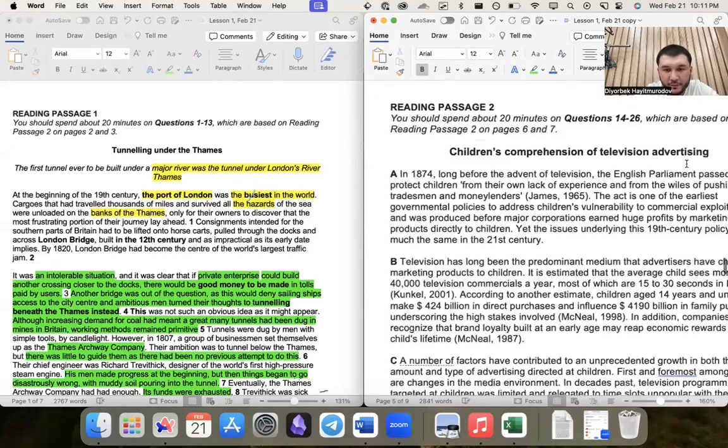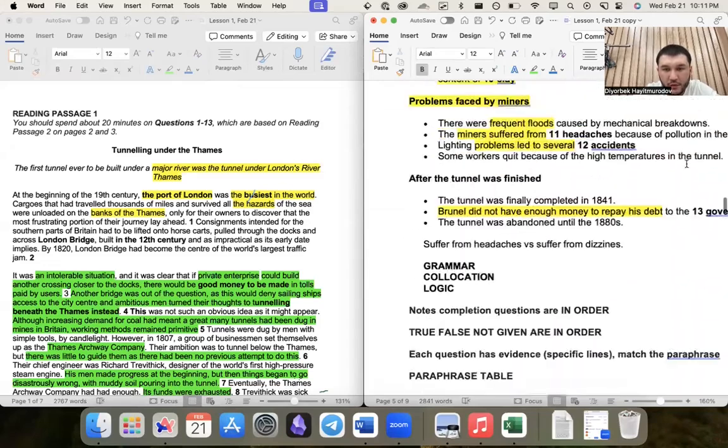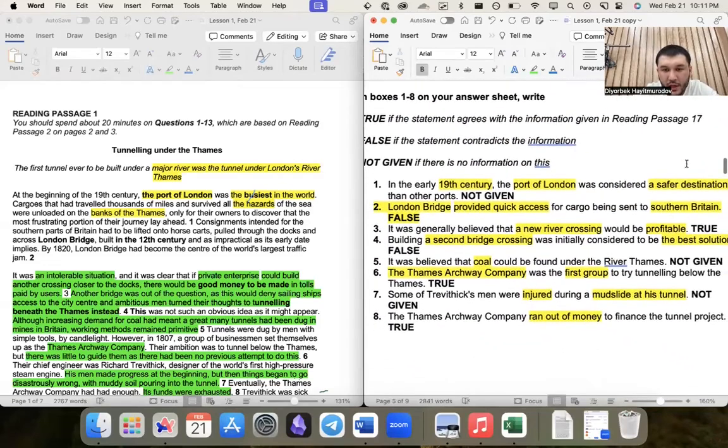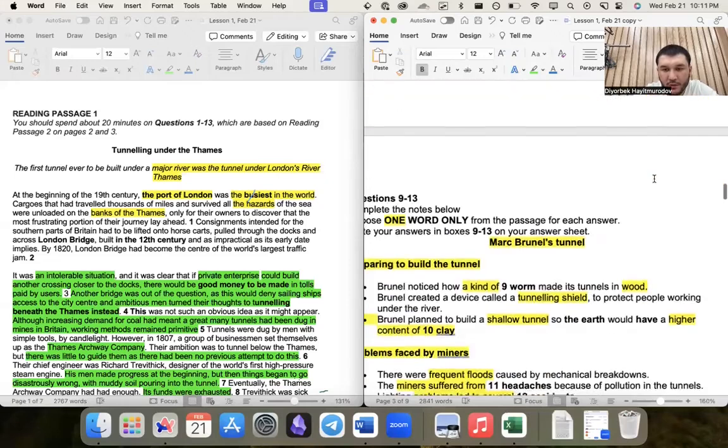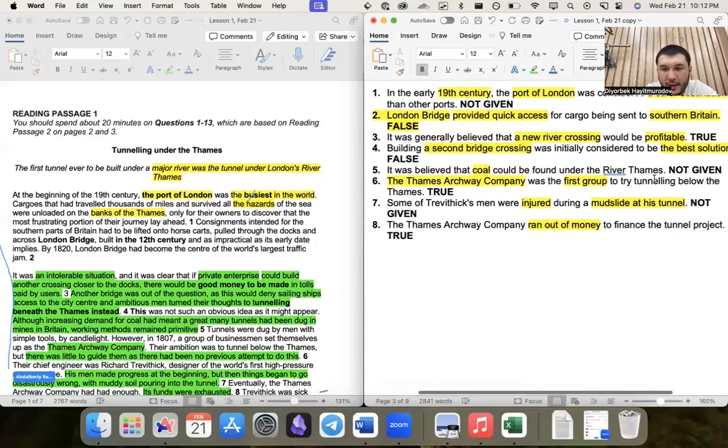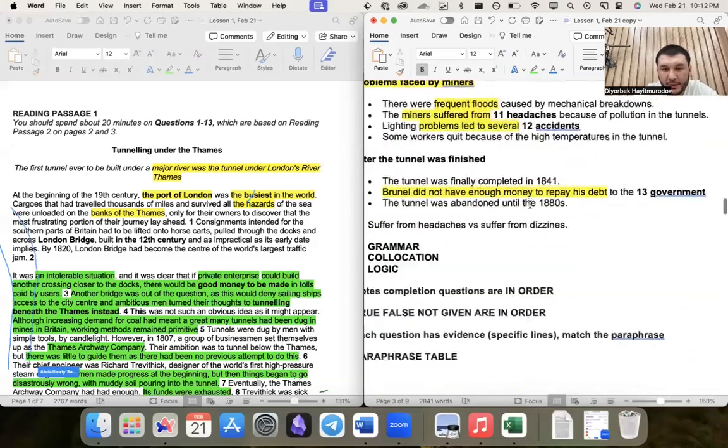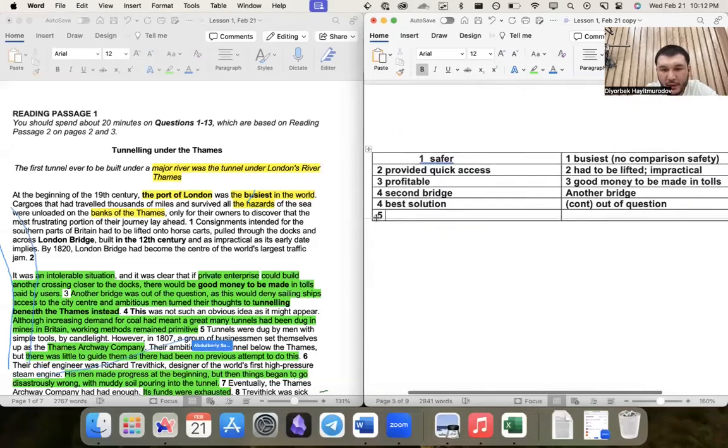Five. It was believed that coal could be found. It was not given. It was the first group, six. Six, guys, first group.